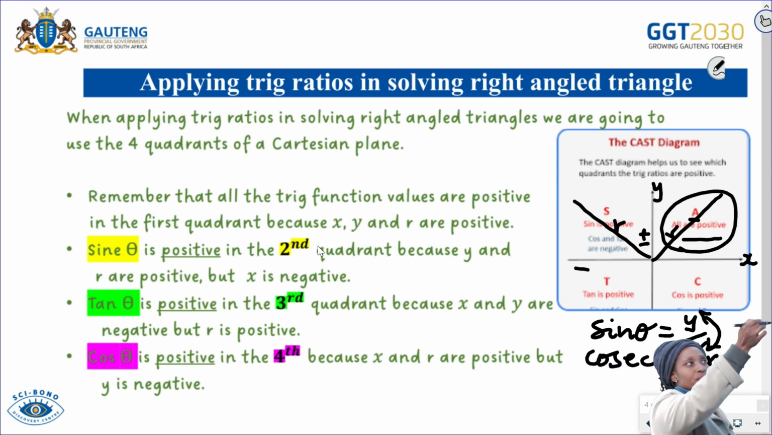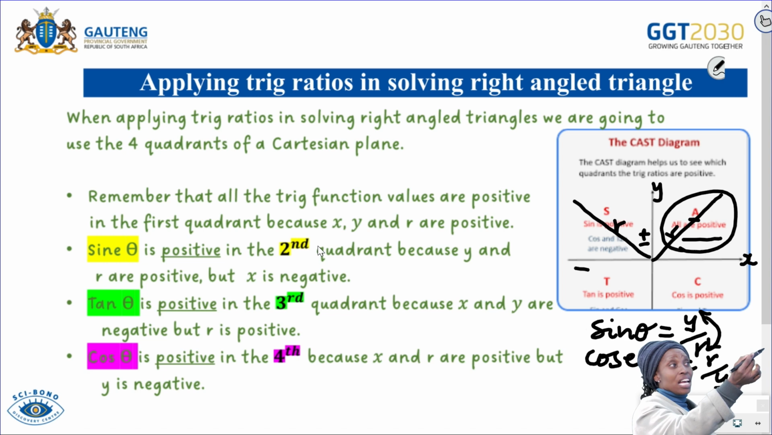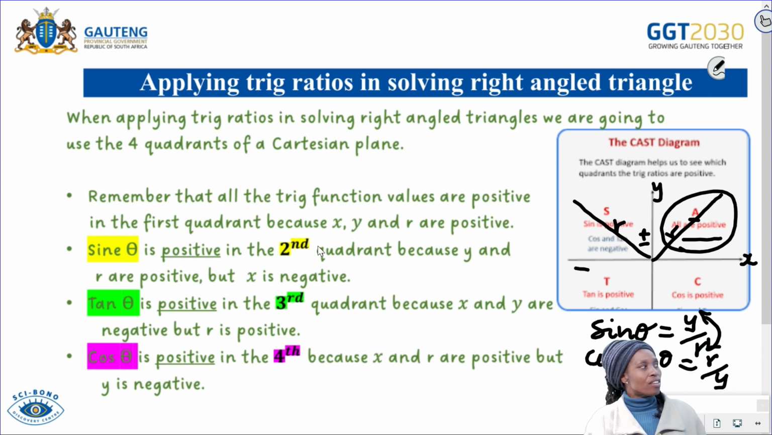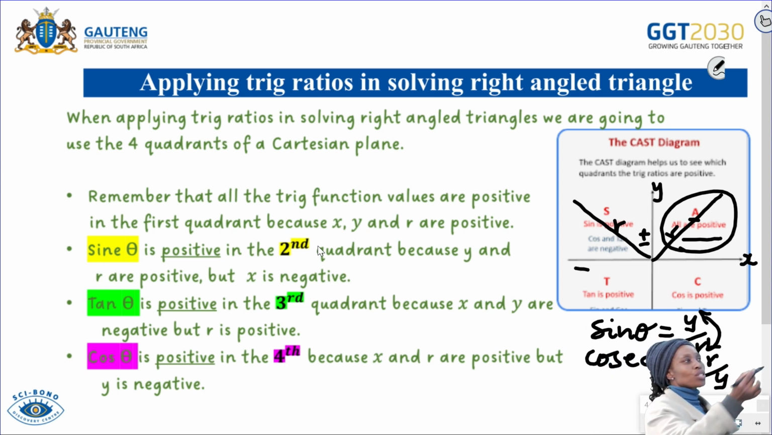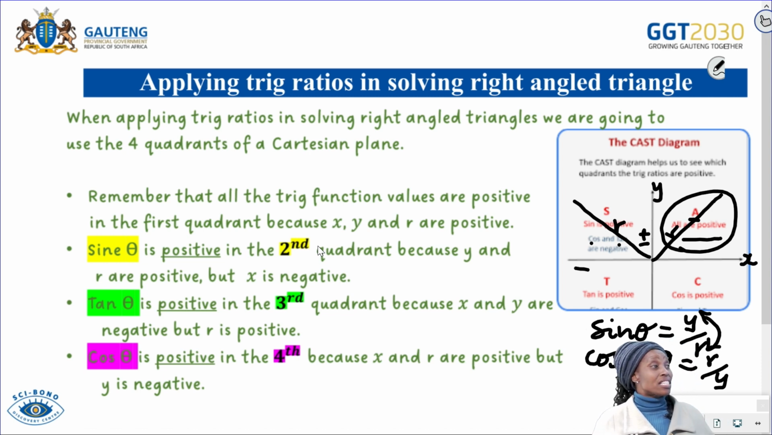My y is positive in the second quadrant, and my x is negative, meaning any ratio that involves the x in this quadrant will be negative, and those ratios are going to be cos and tan. Cos and tan are involving x, which is negative. That's why we find them negative on the second quadrant.